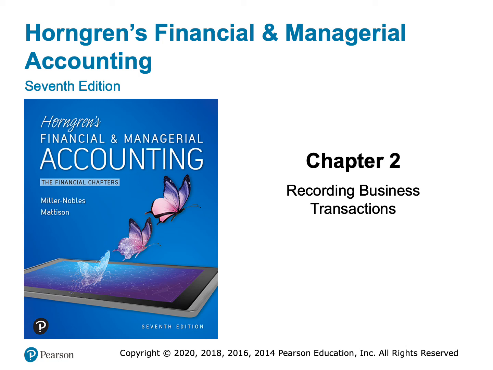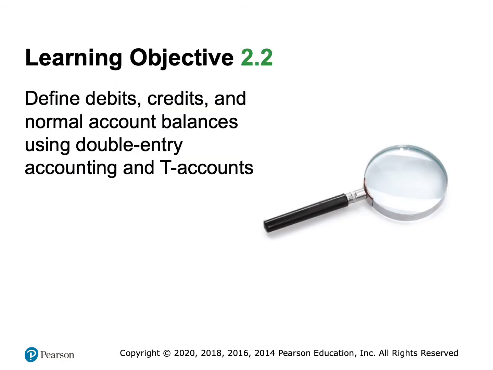So welcome back to chapter 2. This is objective 2, so hopefully you've already gone through the video for objective 1. We're going to go through and continue talking about the accounts and specifically the sides of the accounts. What do debit and credit mean, and double entry accounting and T accounts.